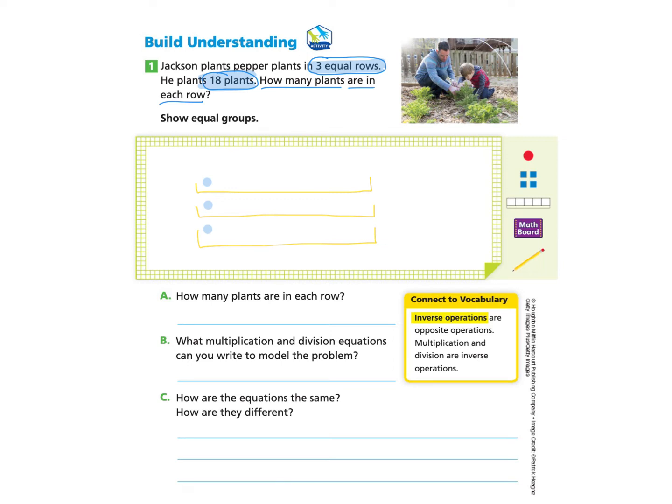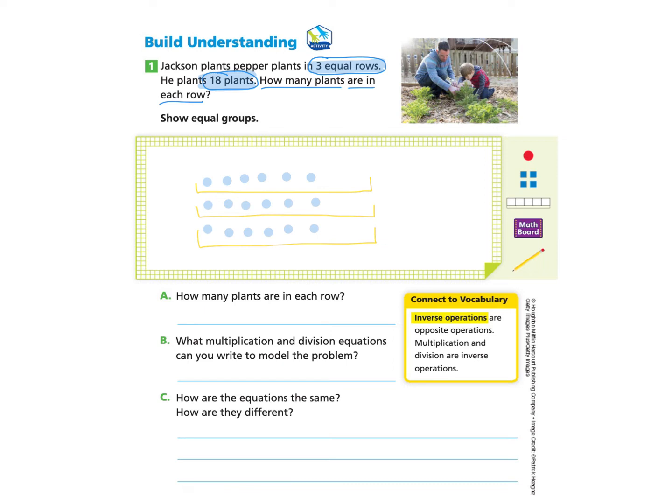So we already have 3, so we'll just keep counting and putting 1 in each row. 4, 5, 6, 7, 8, 9, 10, 11, 12, 13, 14, 15, 16, 17, 18. So now we have to stop because there are 18 plants.